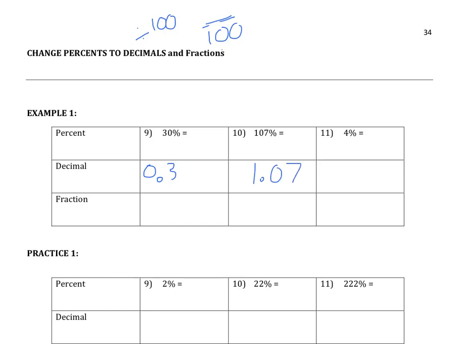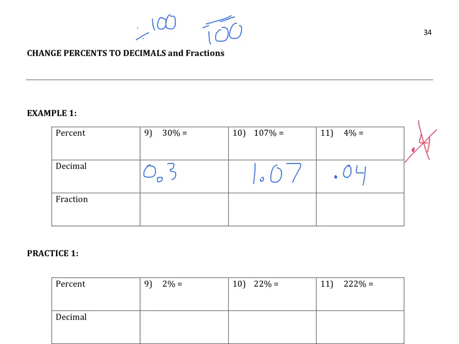And the last one, this is the one where students make the most mistakes. Okay, 4%. Divide by 100 and you get 0.04. The most common mistake, okay, is to write 0.4. Okay, that is wrong. That's 40%, not 4%. Okay, so again, the key, divide by 100.